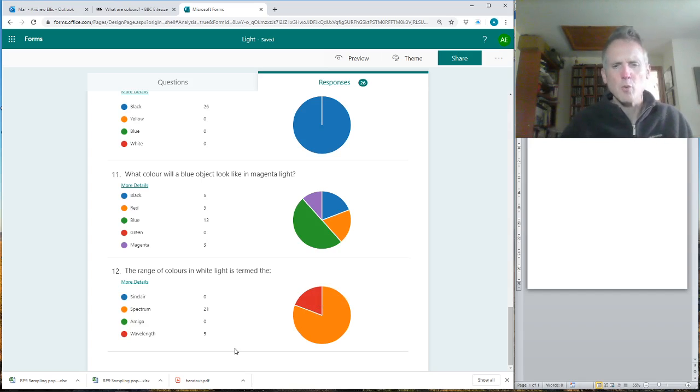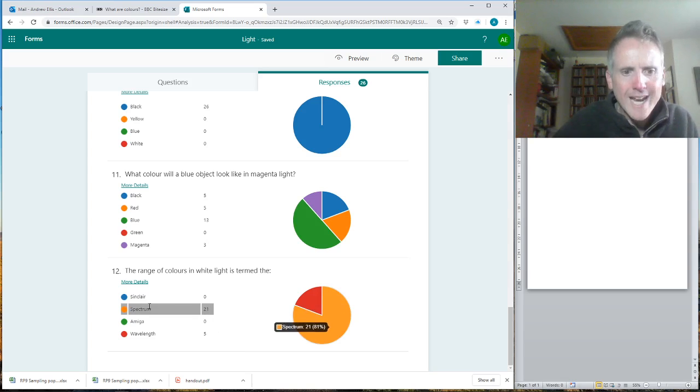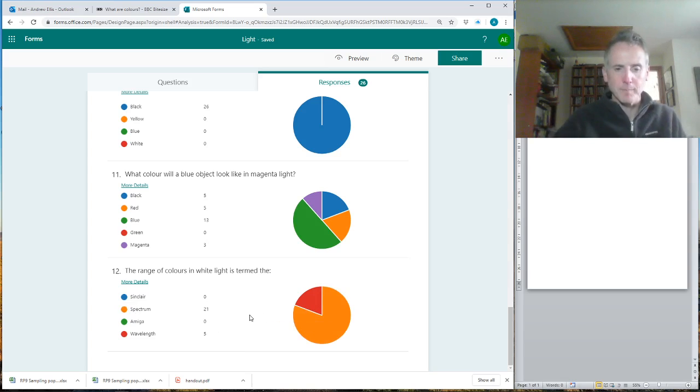Red has a certain wavelength, blue has a certain wavelength. Red has a longer wavelength than blue, or is it the other way around? To check. But the range of colours is called the colour spectrum. And that's what you're going to do a bit of work on today.